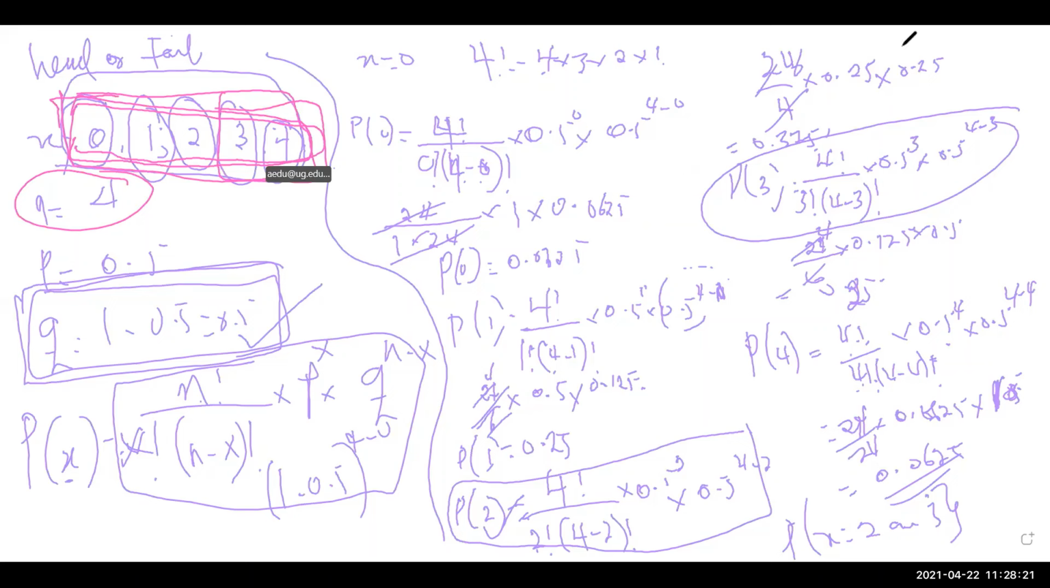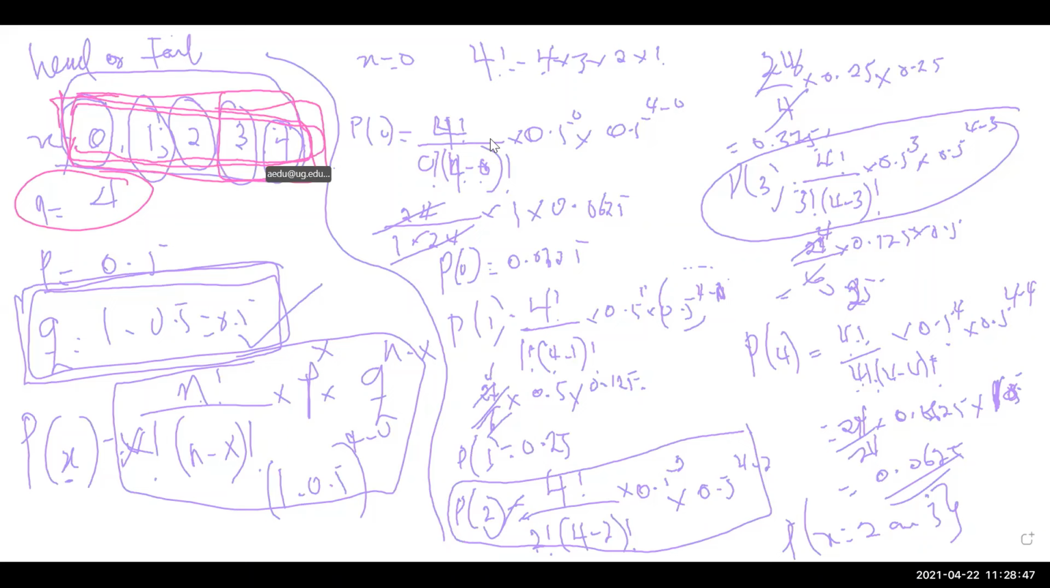Lois, yes, please ask your question. Please, I wanted you to explain the final answer, the P of the subset of 2 and 3, x is equal to 2 and 3. I wanted you to explain that part to me because I really didn't get it. But did you understand the 0 and 4 and 1?